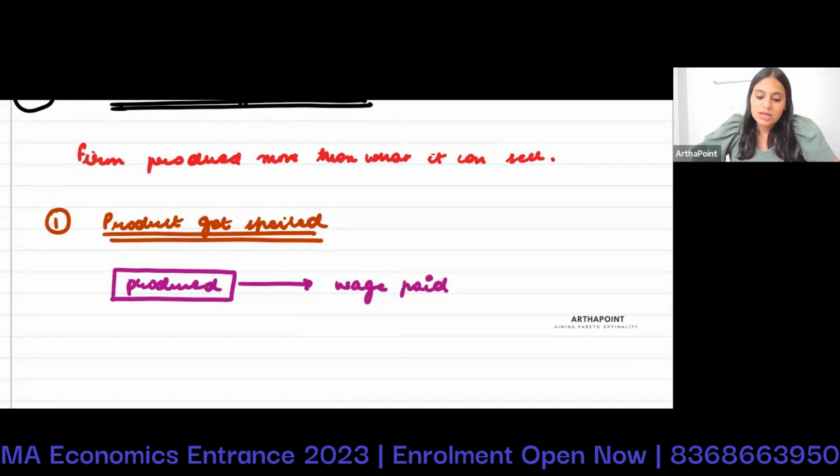Now, this product that was produced got spoiled, in a way. Yes, we'll talk about illegality. It is one of the points. Any illegal item is not to be included in GDP, because I don't know that it was produced. The government would not know about that. So we will not include it.